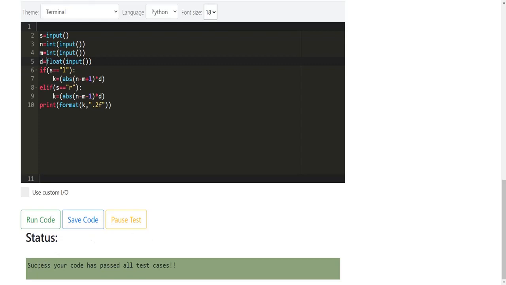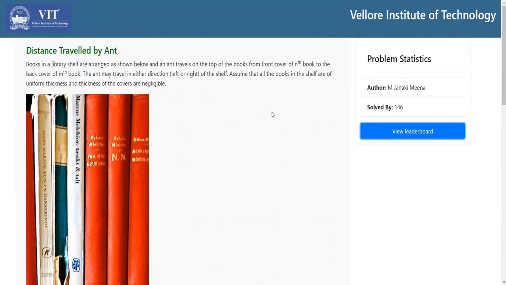So here we have been told that our code is completely correct as it has passed all the test cases. So this was a very easy question for today's POD.